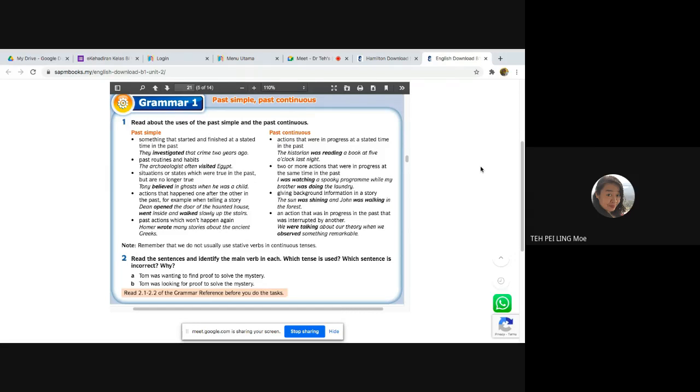So when do we use past simple? Okay, we use past simple when something started and finished at a stated time in the past. It is done. So use past simple. Example, they investigated that crime 2 years ago. Investigated, okay? Done. Or you can use it when you're looking at past routines and habits. The archaeologists often visited Egypt, okay? Because Egypt has lots of myth and also fortune, valuable things for you to find out, really a lot.